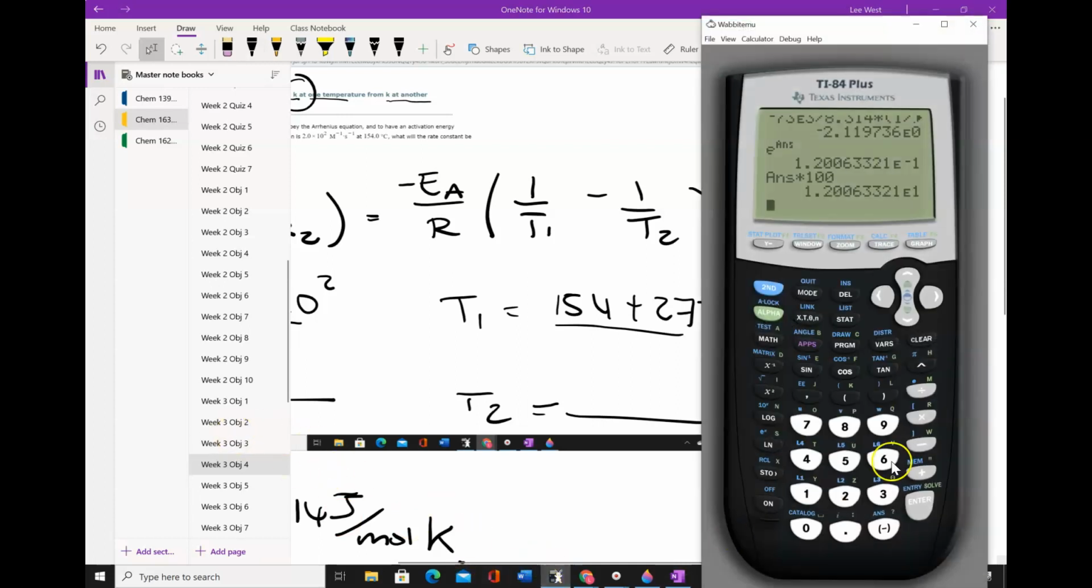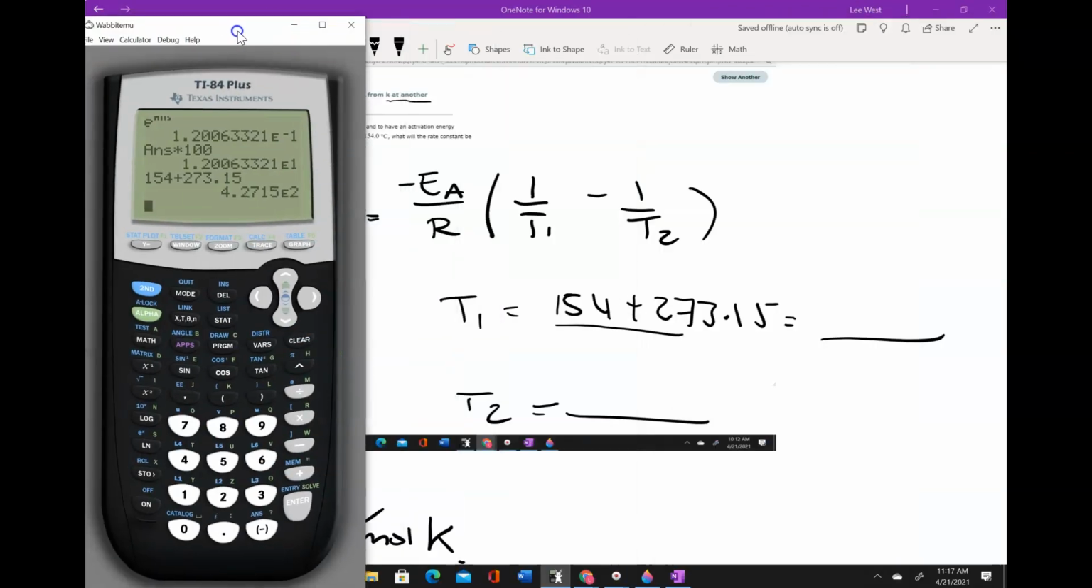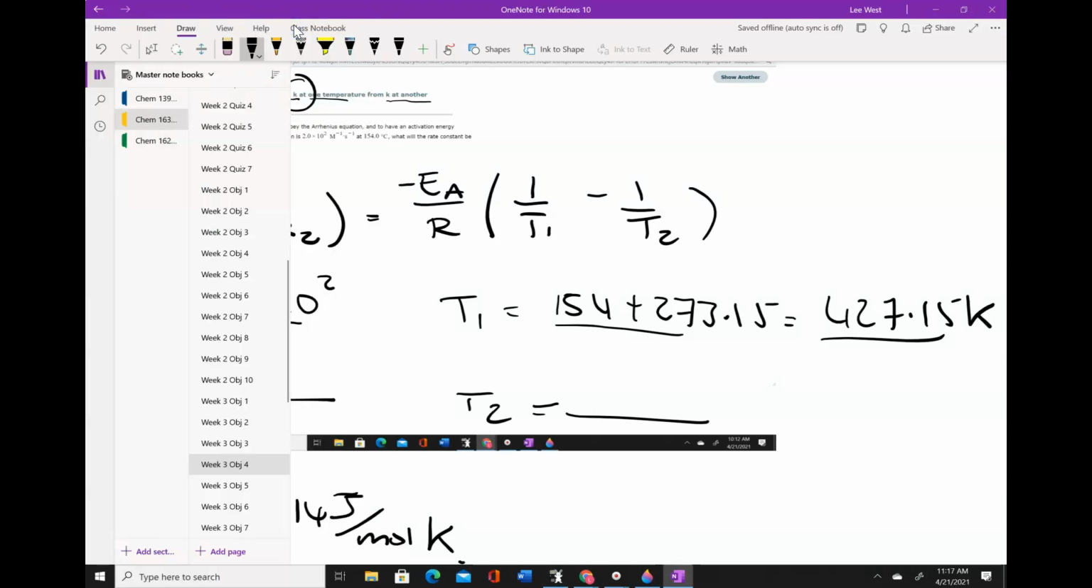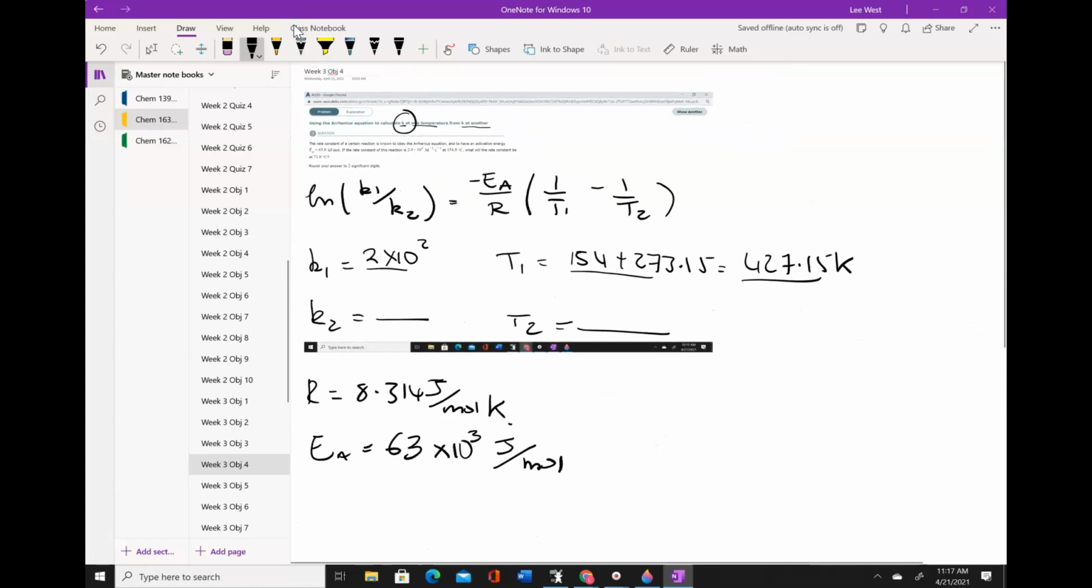Got to turn that into Kelvin. 154 plus 273.15 equals 427.15 Kelvin. Okay. There we go. So we got the rate constant at one temperature.